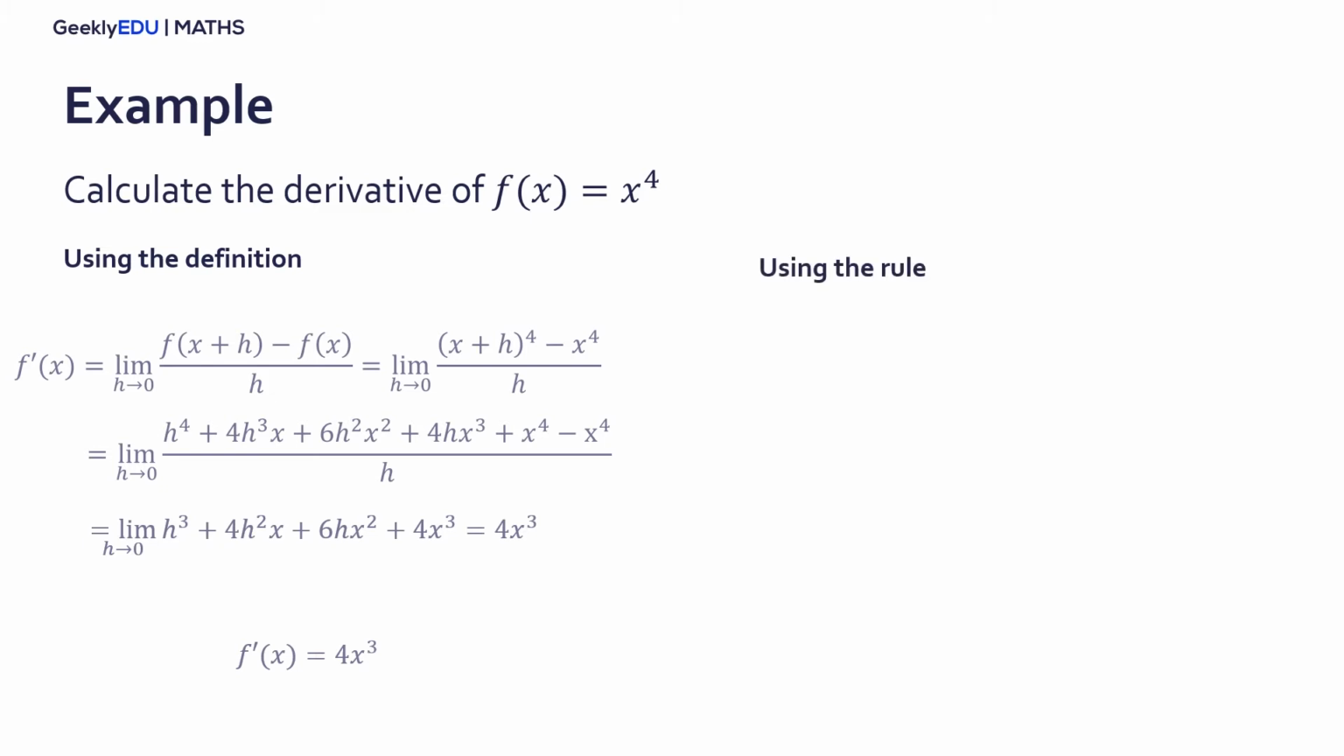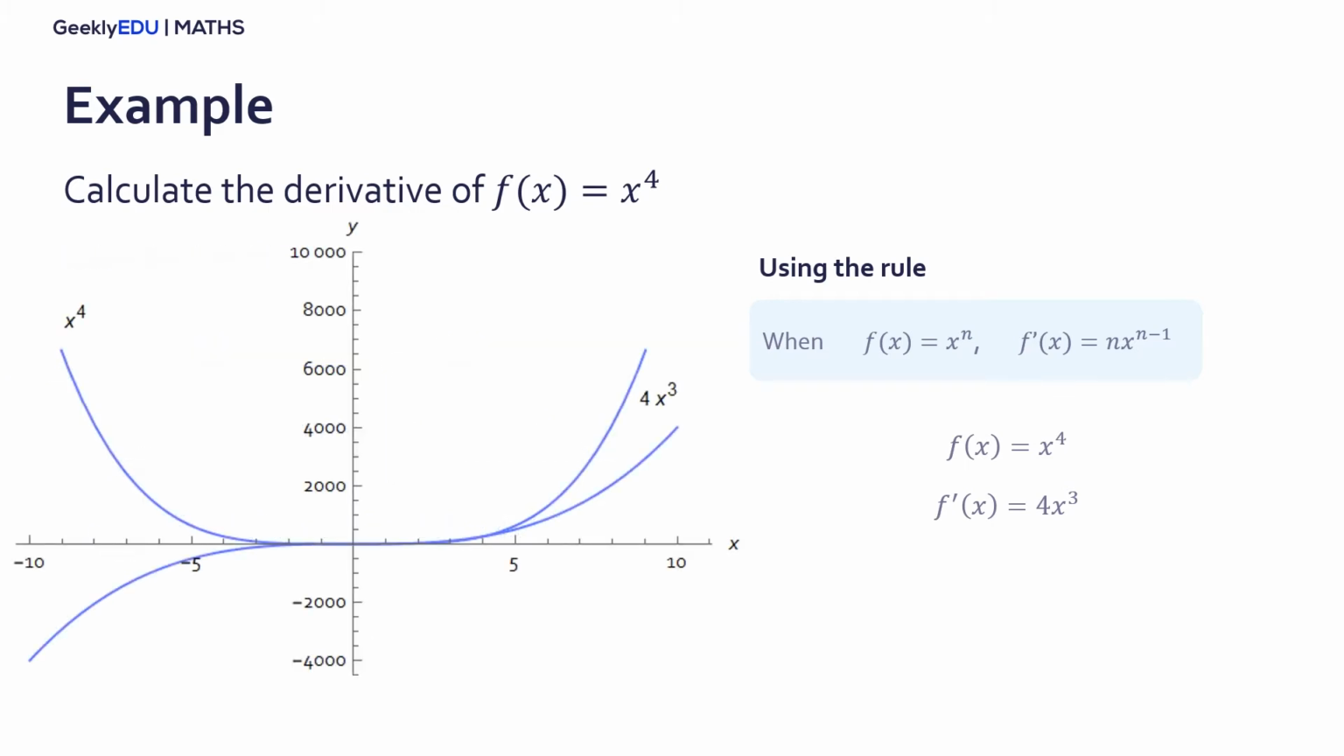Now, we are going to prove that the rule works by substituting the function. In this case, n is equal to 4, and n minus 1 is equal to 3. Therefore, we prove that the rule can be used for any problem of this type. We can represent the function and its derivative in the coordinate axis, remembering that the derivative is also a function of x.